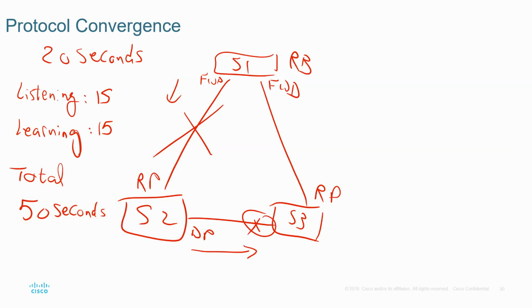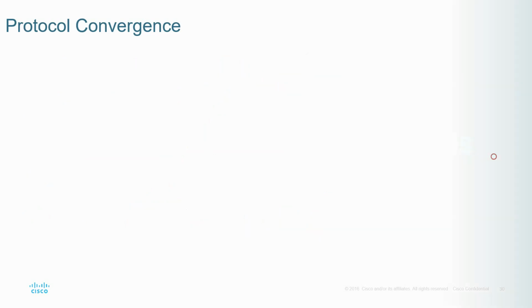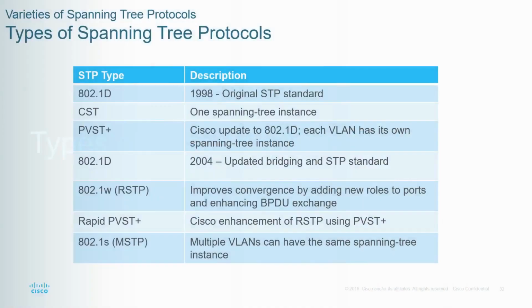Now, it used to be okay. It used to be fine to wait 1 minute or close to 1 minute once an error occurs in the network. By modern standards, this is obviously no longer acceptable. So you need the protocol to converge much faster. Okay, and so there have been several modifications of the 802.1D standard to allow for faster convergence.